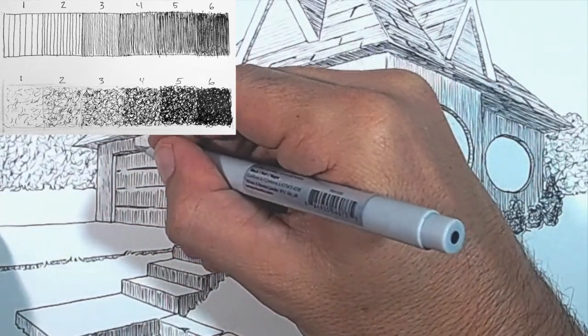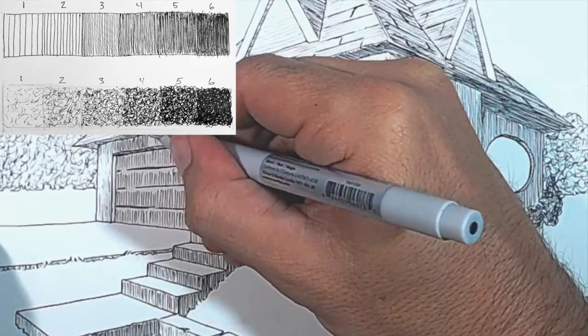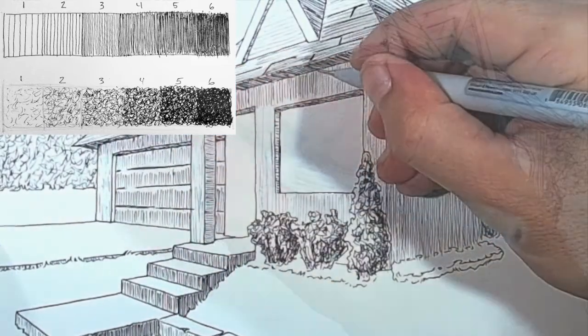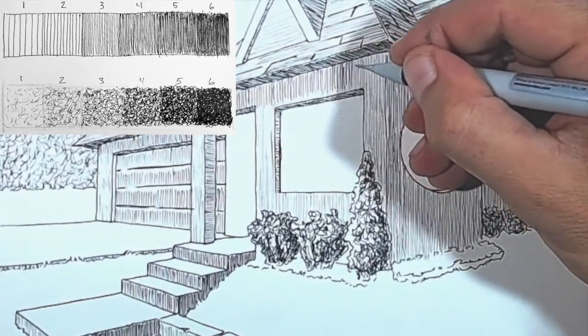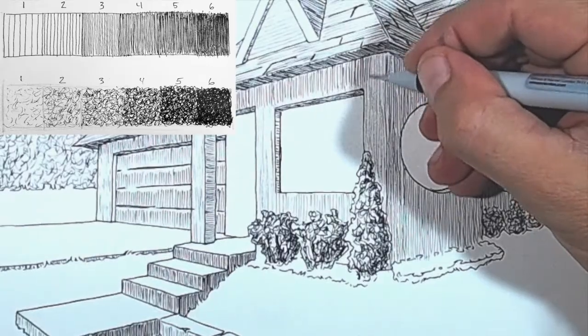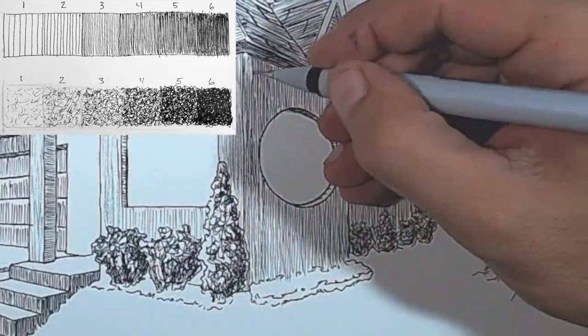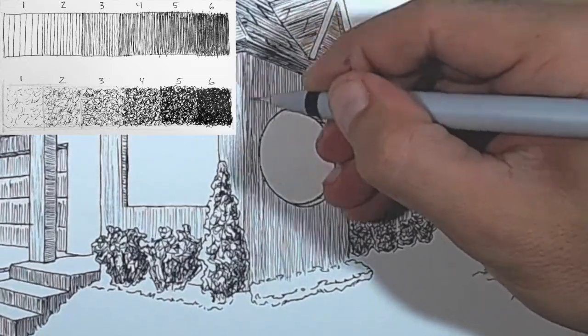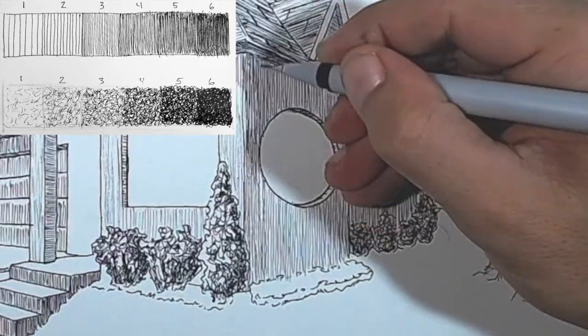Now, where the eave hangs over our house, it may cast a little bit of a shadow across the top of our house. So I'm going to go ahead and put in another series of marks just below the eave so that it feels as though there's a little bit of a value change as we move up the house from the bottom to the top. I'll continue with that along the darker side of our house as well.